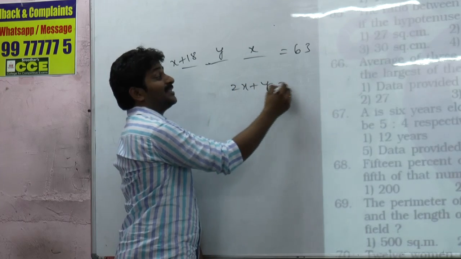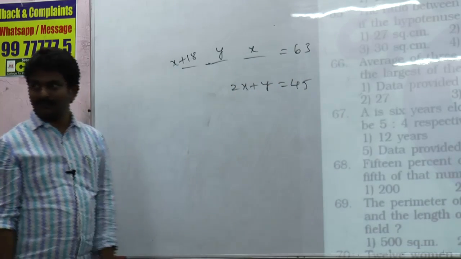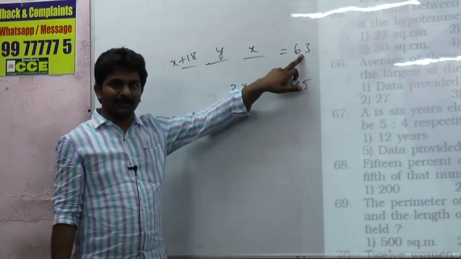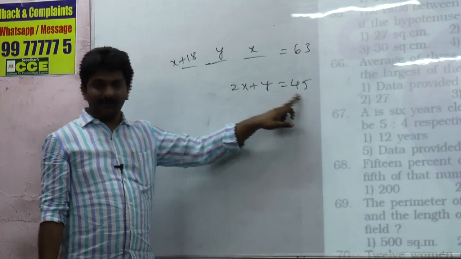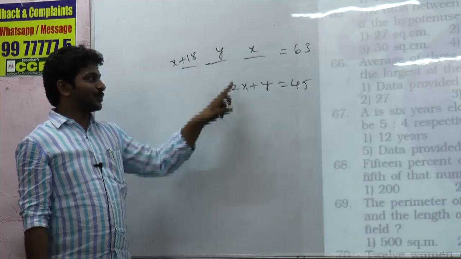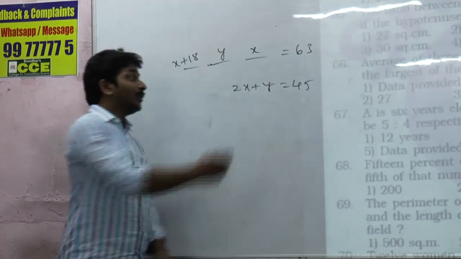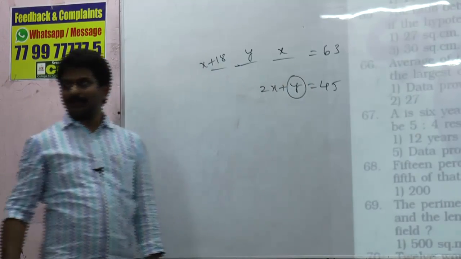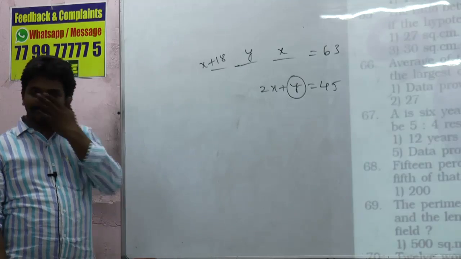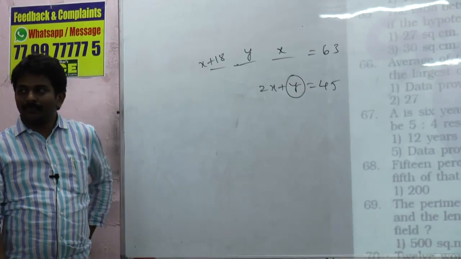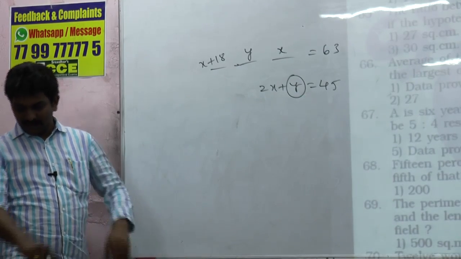So 45 is 2x plus y is equal to 45, because we have subtracted 18 from this number. You get 45: x plus y plus x. 2x plus y is equal to 45. You need to know the y value. Then you can get your answer. Got it? Answer cannot be determined.